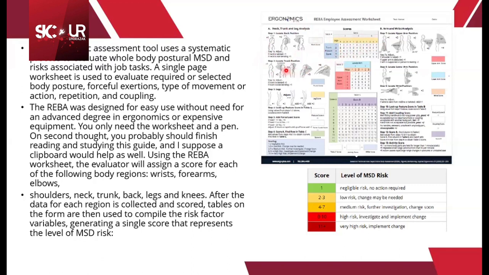And then seterusnya locate trunk position. So kalau normal plus one, kalau dia trunk position dia ke belakang, mungkin plus two. Ataupun kalau dia expose dah macam rukuk ni, dia plus four. So adjust juga. Kalau twisted tambah lagi satu, kalau side bending tambah lagi satu. So kalau katalah dia punya trunk position ni okay, 4, mungkin 6. So boleh tengok lah.